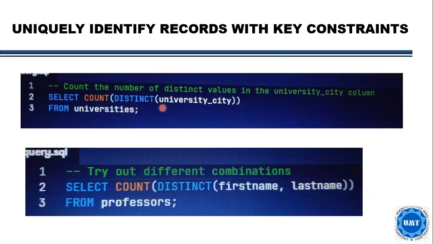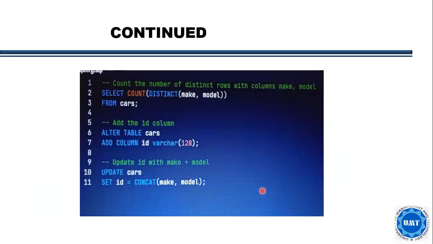So, uniquely identify records with the key constraints. Count the number of distinct values in the university city column. If we want to use the count, then we have to use COUNT with DISTINCT, and the university city column from the table universities. Then we try different combinations with COUNT DISTINCT and different column names from the table. Count the number of distinct rows. So here DISTINCT is used: COUNT DISTINCT make and model will be selected from the cars table.